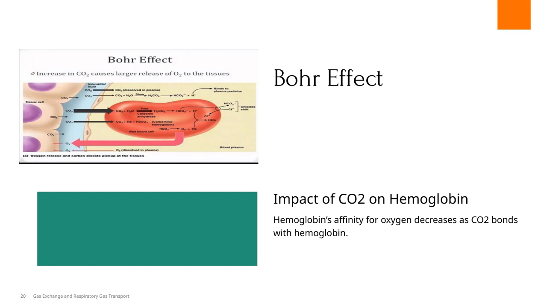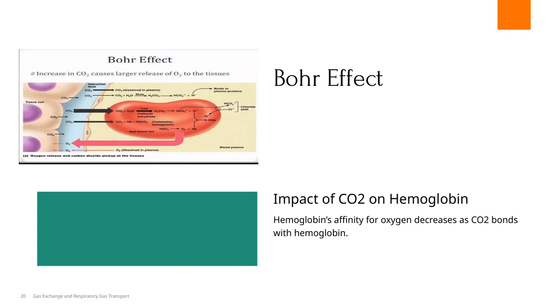Now, let's take a closer look at how carbon dioxide impacts hemoglobin's ability to carry oxygen. When CO2 binds to hemoglobin, it actually decreases hemoglobin's affinity for oxygen. This means hemoglobin is less likely to hold onto oxygen once CO2 is attached. This process is a key part of how our body efficiently unloads oxygen in tissues that need it most. This phenomenon is known as the Bohr effect. It's a vital concept because it shows how changes in CO2 levels can directly influence oxygen delivery.